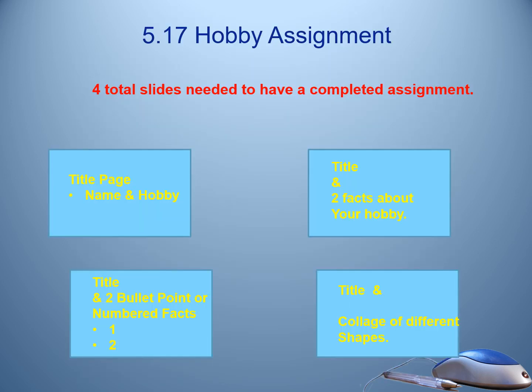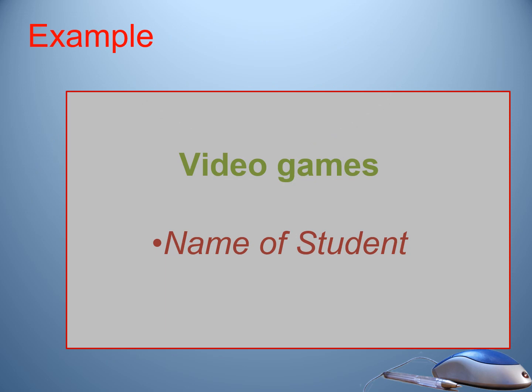Okay, you're going to have 4 total slides. So your title page, the title and 2 facts about your hobby. And then your title and 5 bullet point facts or numbered facts. Make sure you use the formatting to get the bulleted or numbered list in there. And then you have your collage, which will be the 4th slide. Okay, let's take a look at some examples.